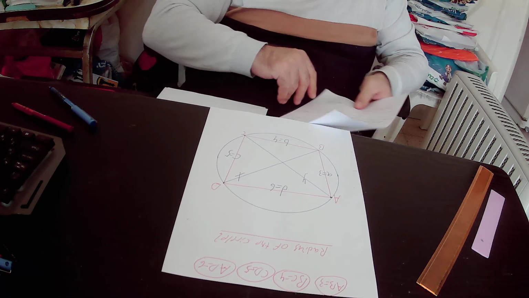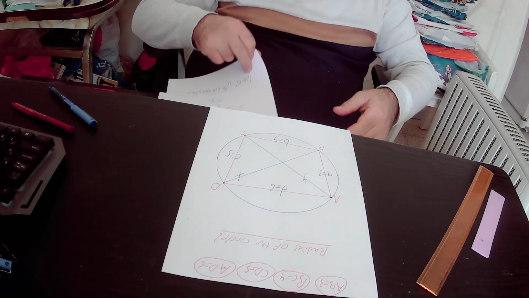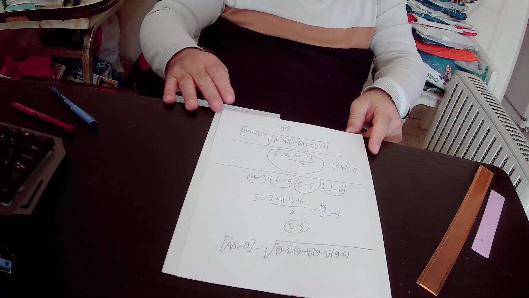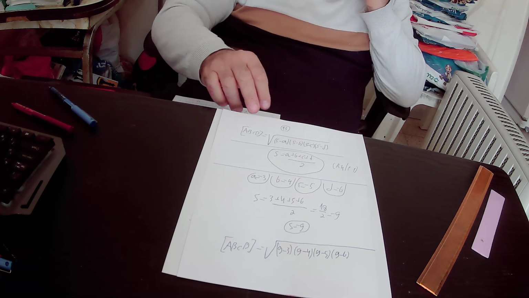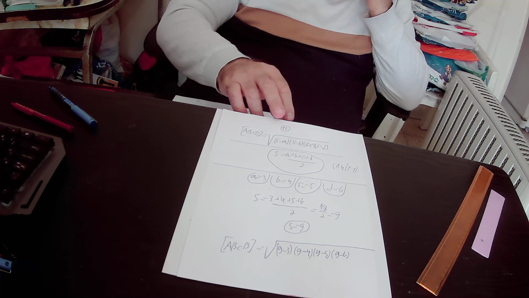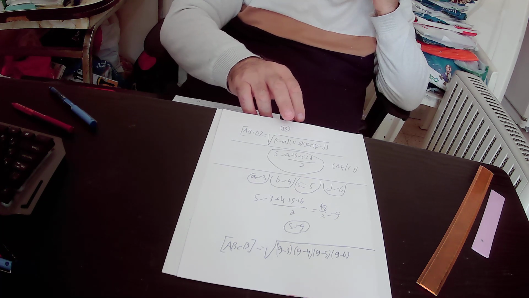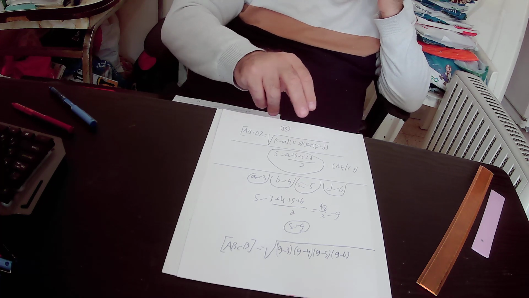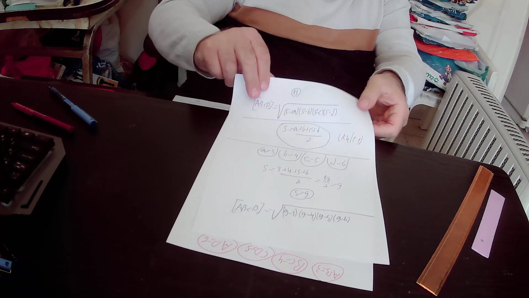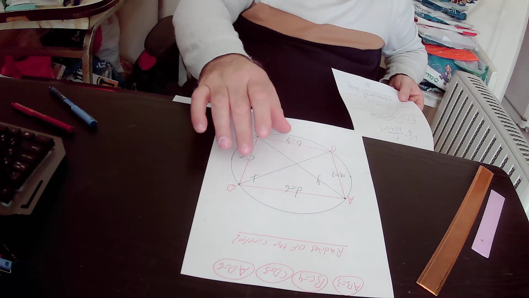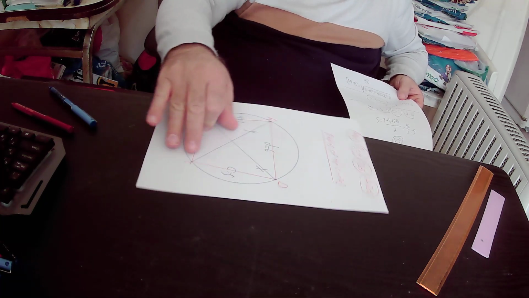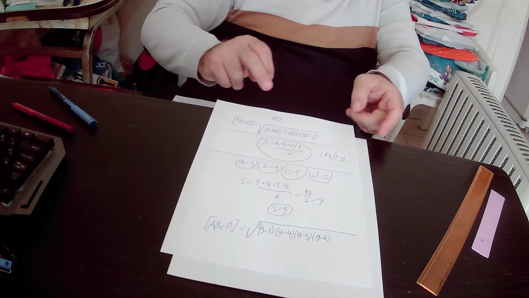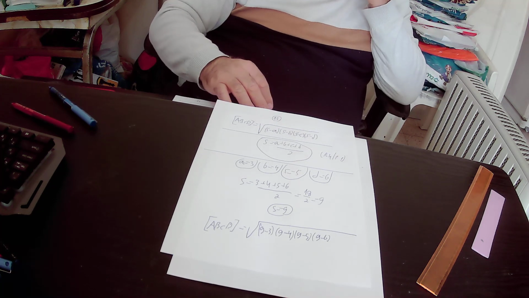We have already found the area of quadrilateral ABCD, but I repeat it again. According to rule number 1, the area of quadrilateral ABCD equals the root of (s minus a) times (s minus b) times (s minus c) times (s minus d), where a, b, c, and d are the side lengths of quadrilateral ABCD, and s equals a plus b plus c plus d over 2.